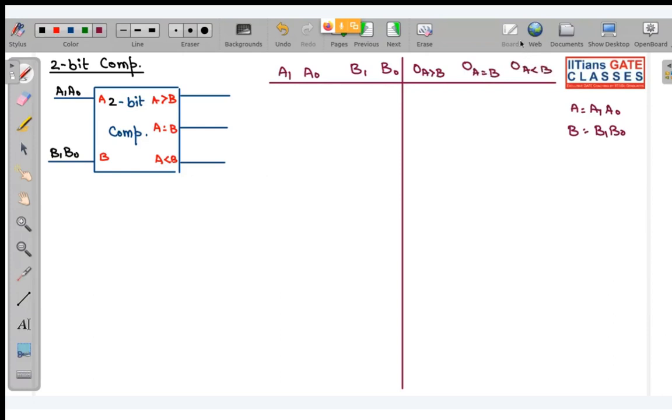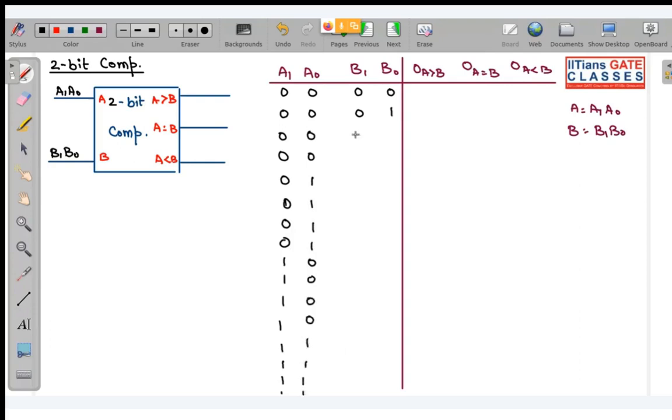Very good. 16 combinations will be there. Okay, 16 combinations. So either A1 A0 B1 B0 will be 0 0 0 0, or it will be 0 0 0 1. So like this I can write. So anyone know the shortcut for this one?